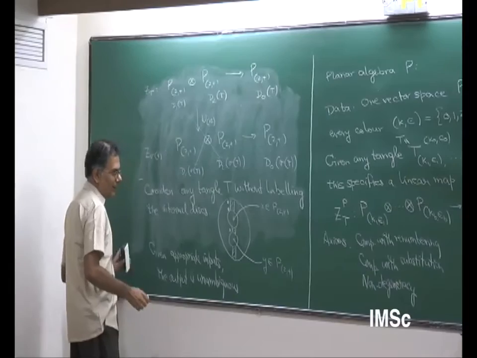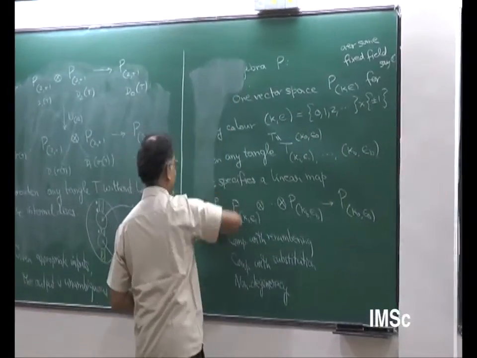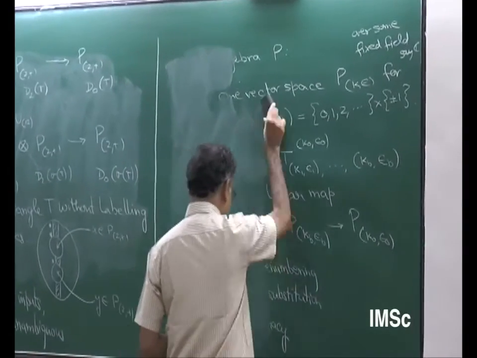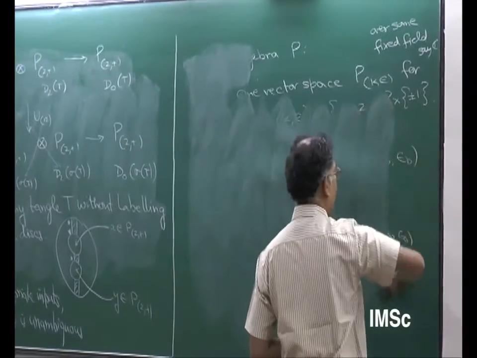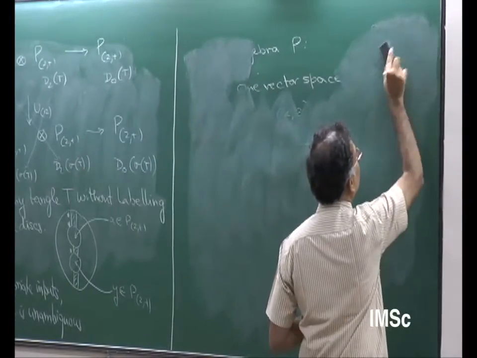Okay, so that is the first axiom. The next axiom is compatibility under substitution. It is a little harder to state carefully.